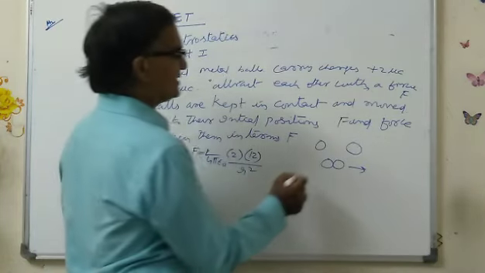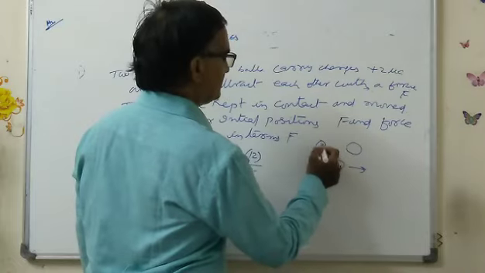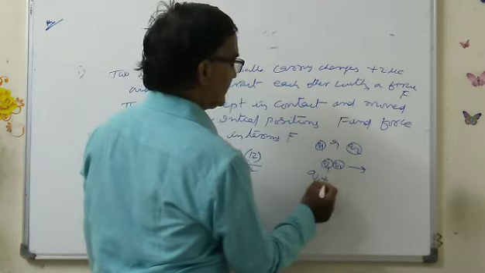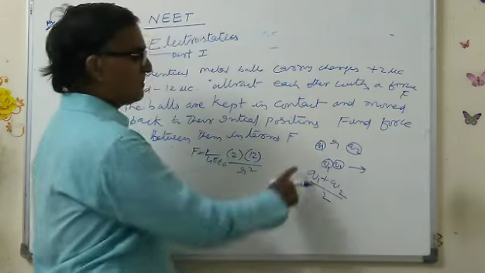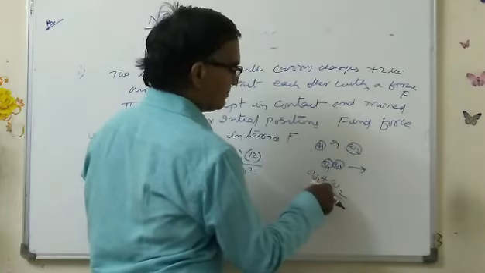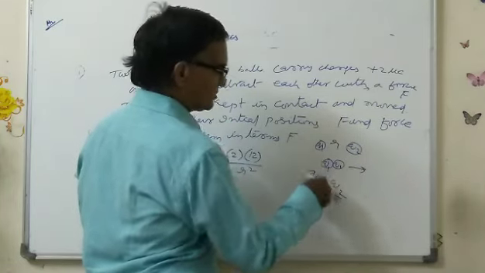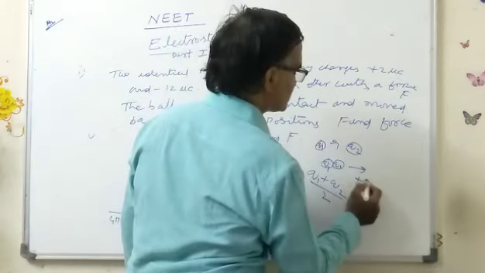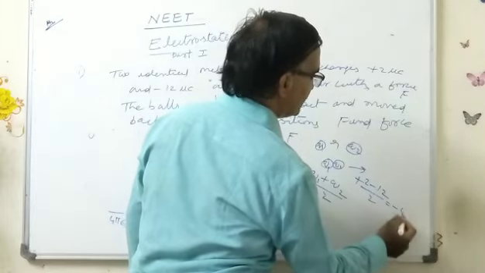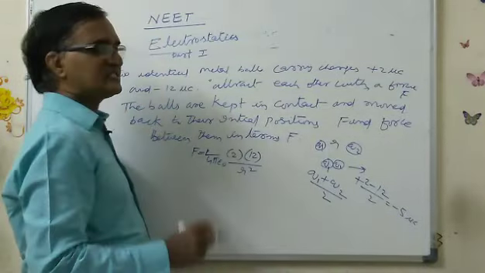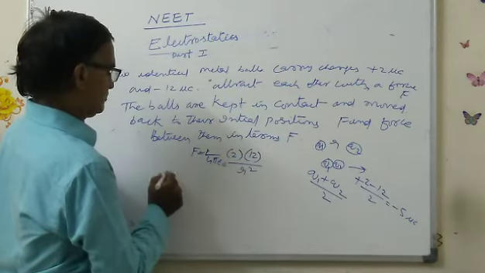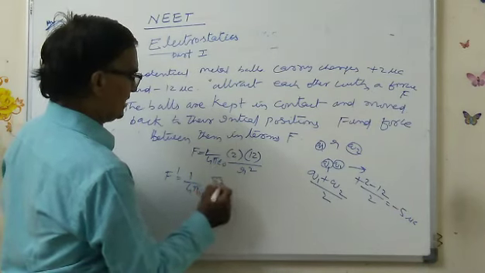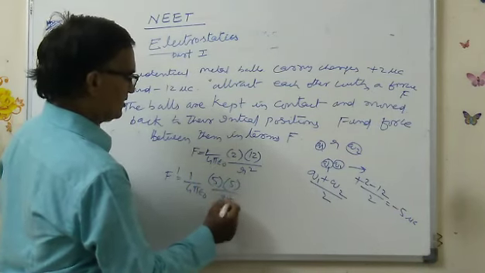If you touch and separate, suppose Q1 and Q2 are separated by distance R, you have to consider the sign also: Q1 plus Q2 by 2. If a minus sign is there, take Q1 minus Q2 by 2; if a plus sign is there, Q1 plus Q2 by 2. Likewise here, minus 12 is there, plus 2 is there. Plus 2 minus 12 by 2 gives minus 5 microcoulombs. So each charge will be minus 5 microcoulombs. That is F dash is equal to 1 by 4 pi epsilon naught into 5 into 5, the sign you are not considering.